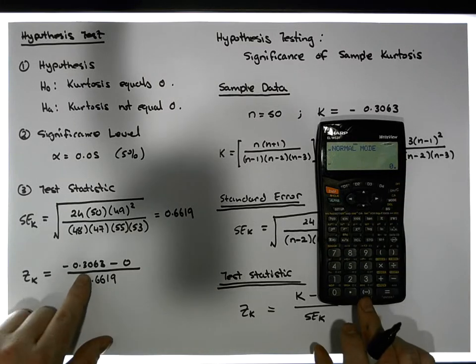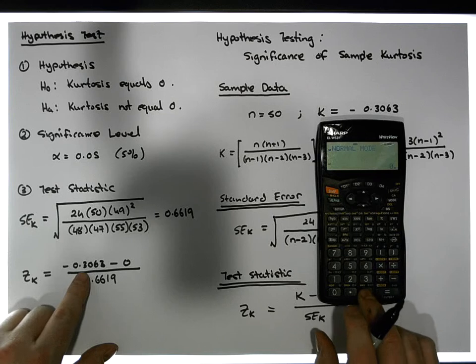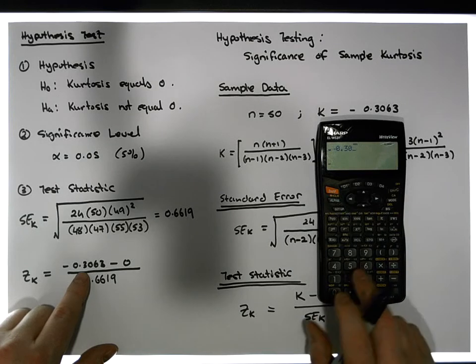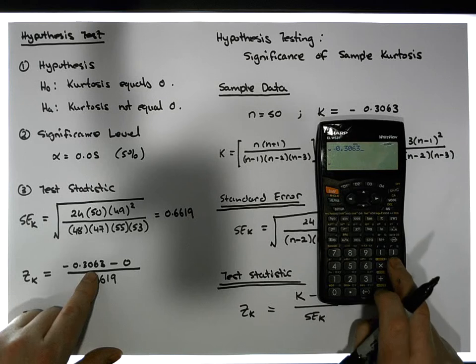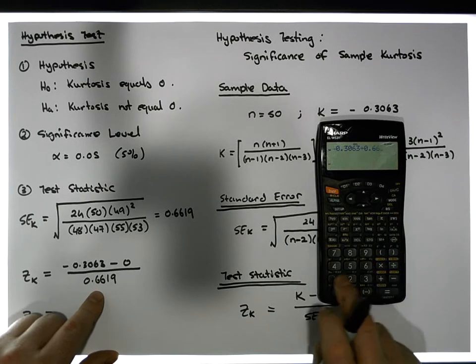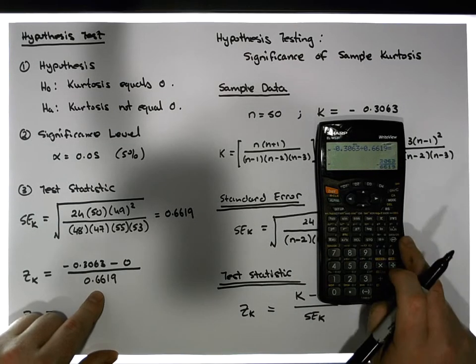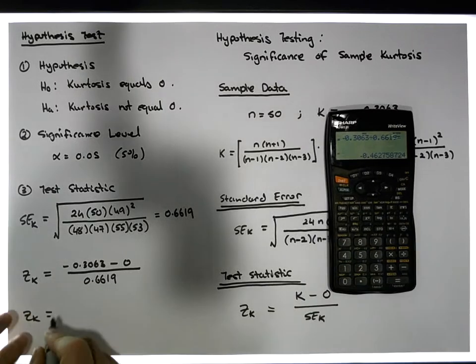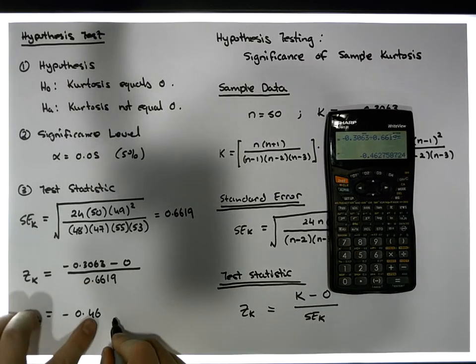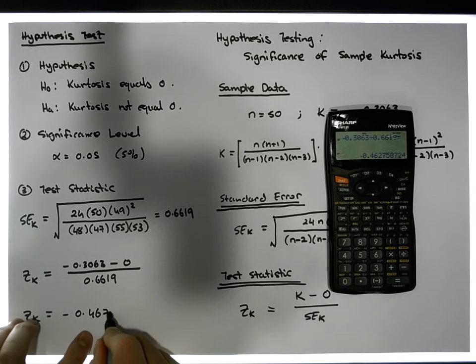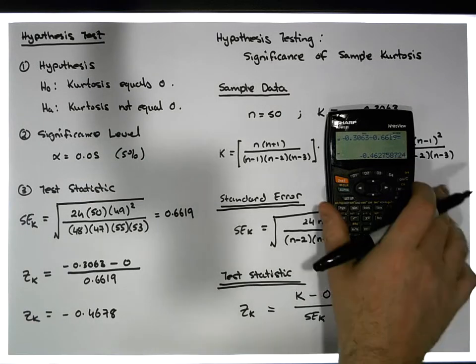So we have negative 0.3063 minus 0, that has no effect, and that needs to be divided by 0.6619, which gives us a value of minus 0.4678 to 4 decimal places.